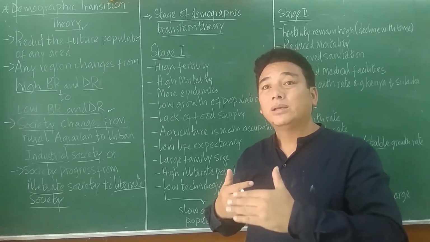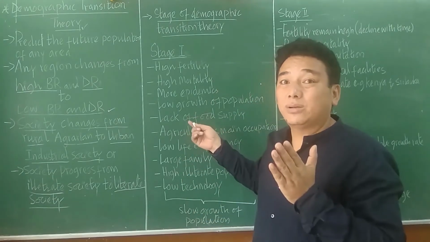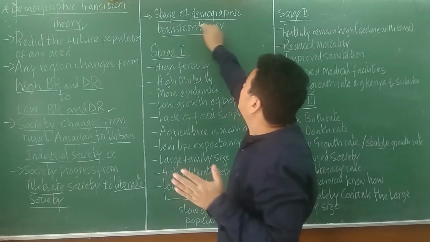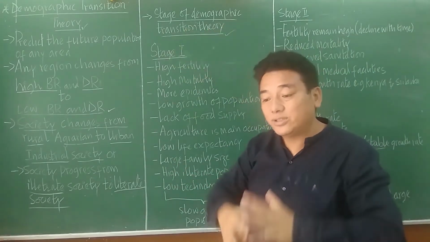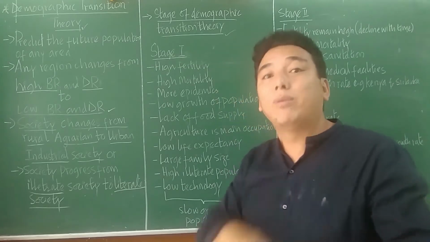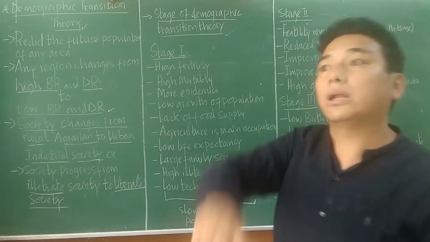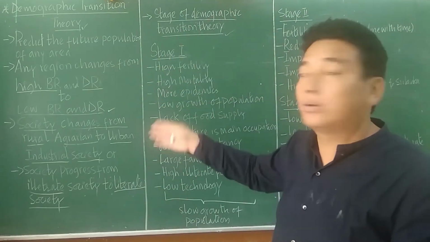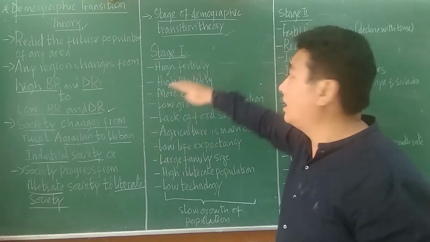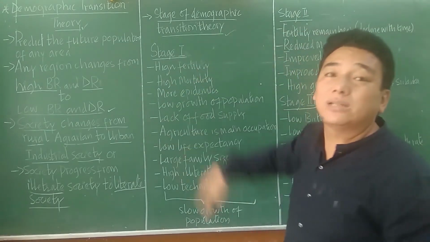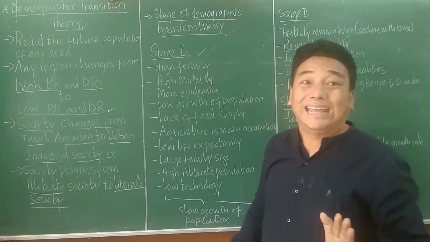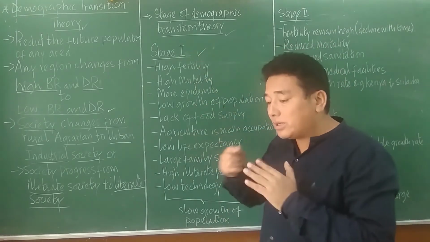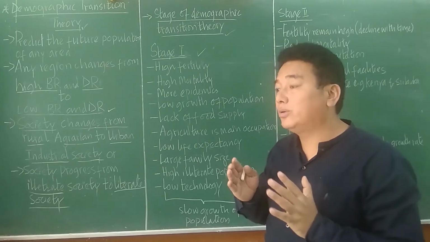All right. So these are the stages of the demographic transition theory. The stages of the demographic transition theory are known as the demographic cycle. There are three stages in the demographic cycle. The cycle starts with stage one. So in stage one, the condition is as follows.